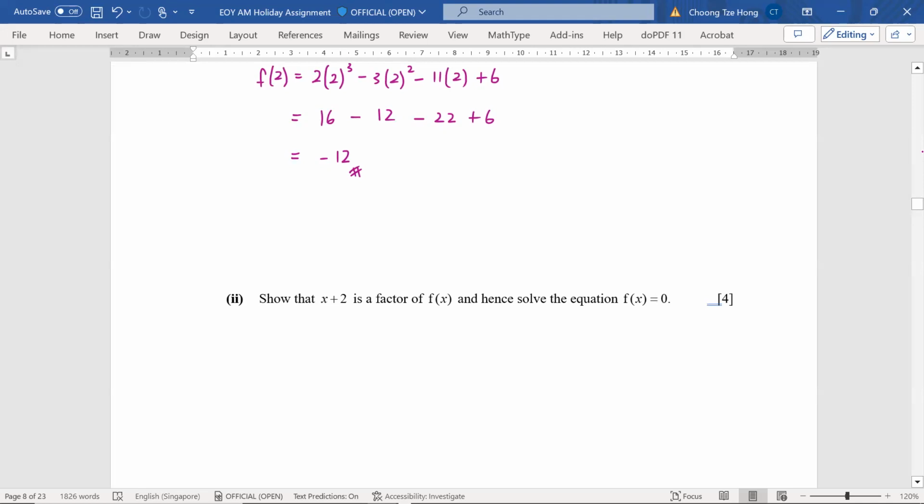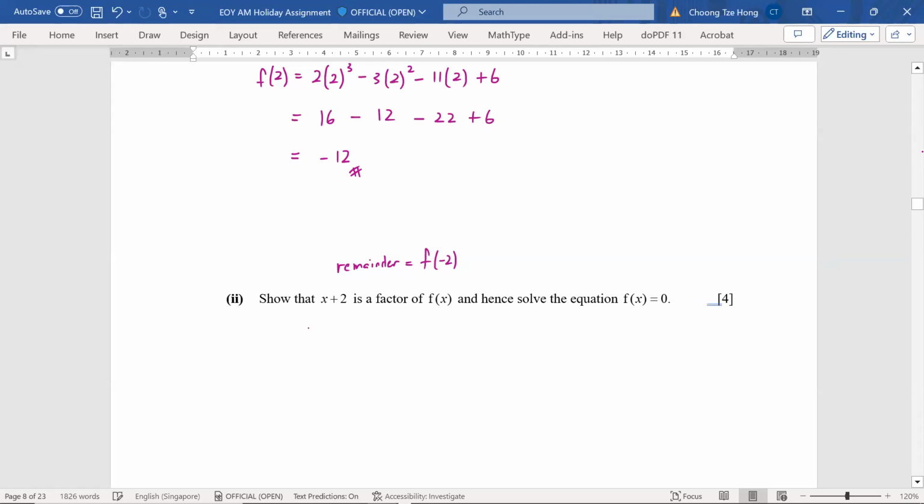Part 2: show that x plus 2 is a factor of f(x). They want us to show that it's a factor, so we try to find the remainder when f(x) is divided by x plus 2. When you divide by x plus 2, the remainder is equal to f(minus 2). So what we need to do is show that f(minus 2) equals 0. Let's find f(minus 2) and hopefully we get 0.